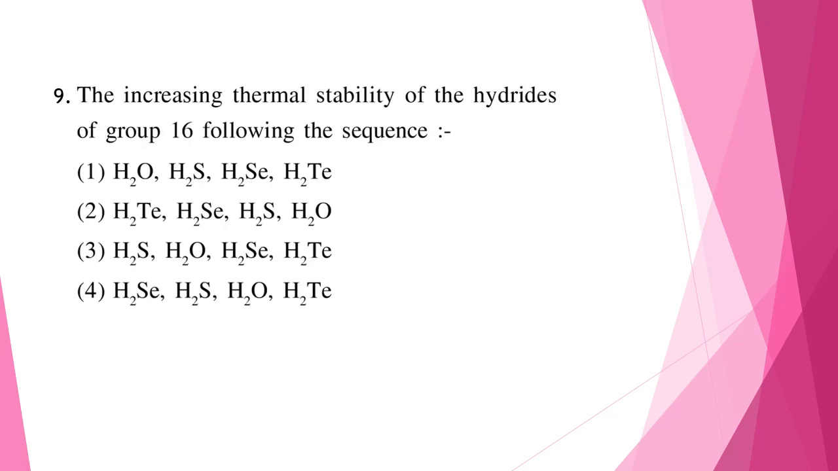Question 9. The increasing thermal stability of the hydrides of group 16 follows the sequence. Now in group 16, as you go down the group, the thermal stability decreases. So we have to write in increasing order. The first will be H2Te, then H2Se, then H2S and then H2O. So the correct answer here is option 2.